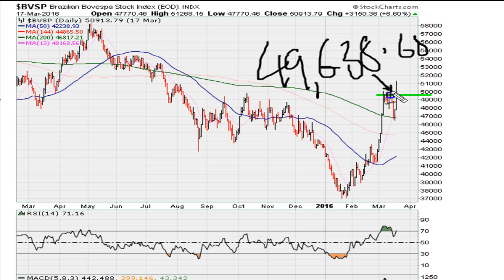As long as the market is above that and holding above that, then this is a good action, suggesting that the market has really stabilized and is actually potentially preparing to go higher.